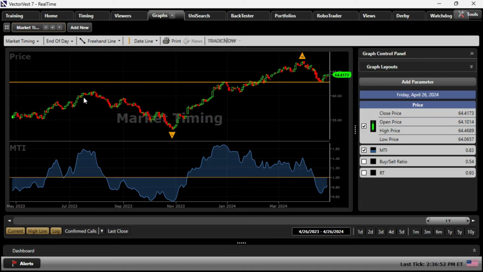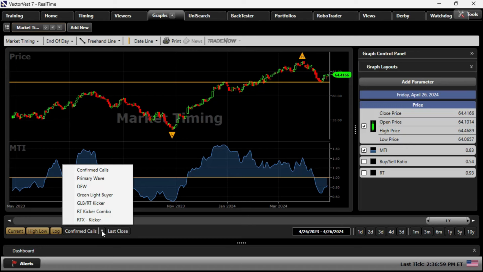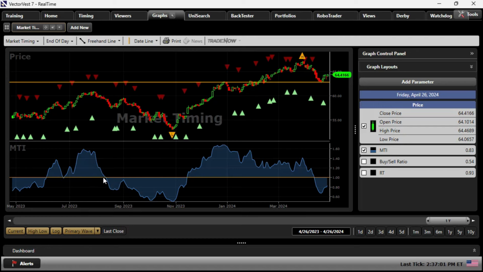All right. Now I'm going to put on the primary wave on a 1-year graph. I'll go down to where it says confirm calls. I will click on primary wave. Bam! There's a lot of arrows, but remember, it is the fastest, most aggressive timing signal that we have. So this will not only give you up calls and down calls, but it will give it to you very quickly. I like to say that the primary wave will help you to find all of the bumps and wiggles in the market.